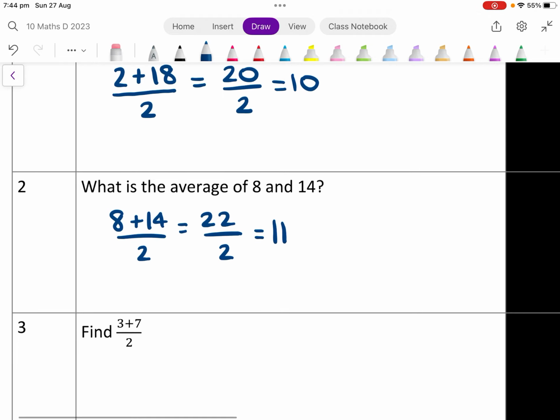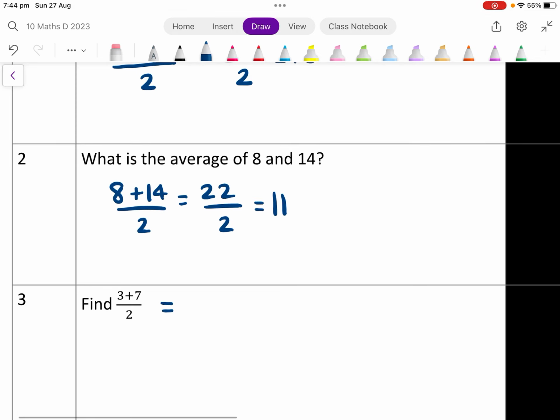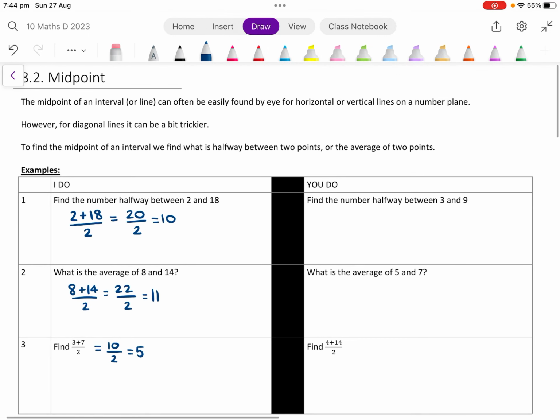Now we want to find what 3 plus 7 divided by 2 is. So all we do here is we add what 3 plus 7 is, which is 10, divided by 2 is equal to 5. Alrighty, pause the video here and have a go at those 3 you do questions.